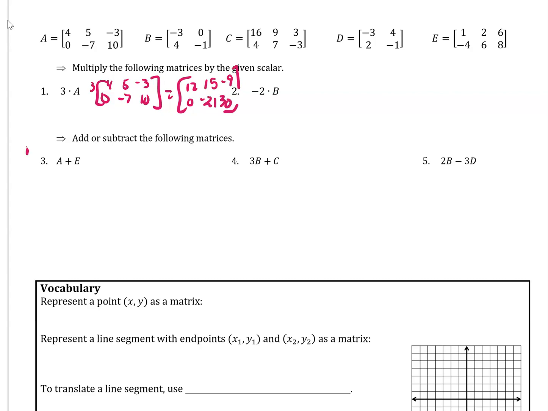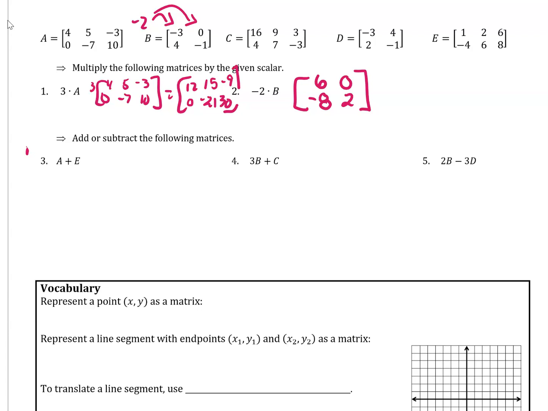Number 2, I'm going to take negative 2 and multiply it times B. Each element, rows and columns. Negative 2 times negative 3 is positive 6. Negative 2 times 0 is 0. Negative 2 times 4 is negative 8. Negative 2 times negative 1 is positive 2.